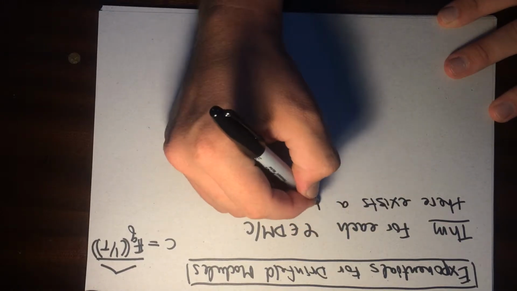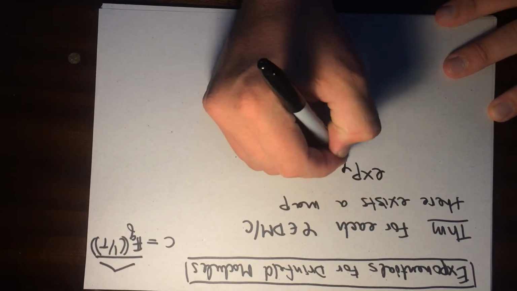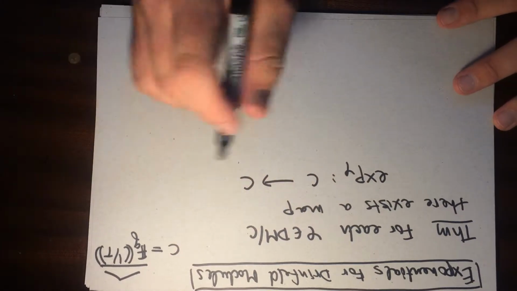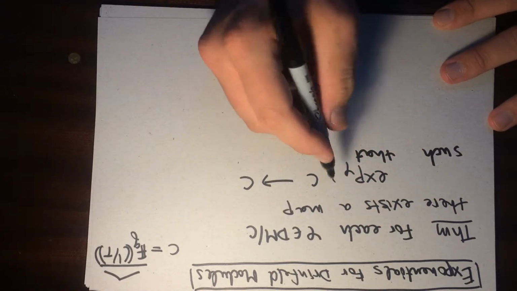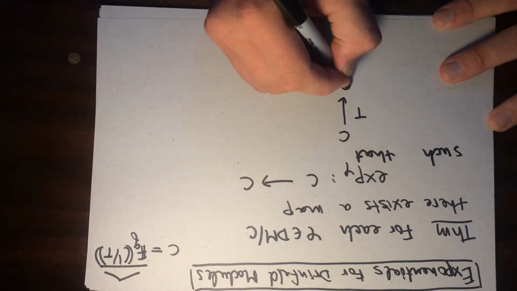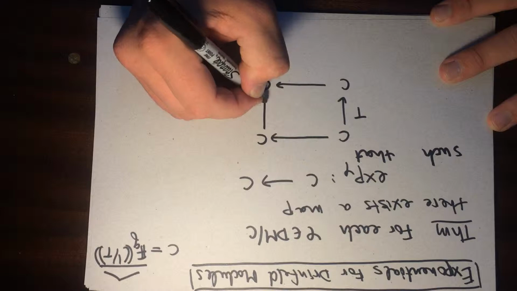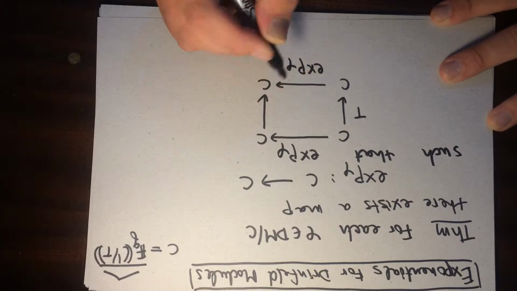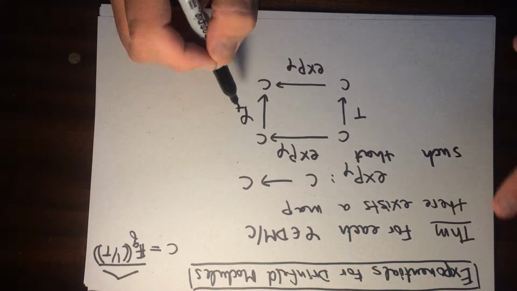a map, and this is going to be the exponential map associated to the Drinfeld module from C to C, and this is going to be a rigid analytic map such that the following diagram commutes. So here we're just going to have multiplication by capital T, and then here we're going to apply the exponential, and then here we're going to have the Drinfeld module map associated to T.